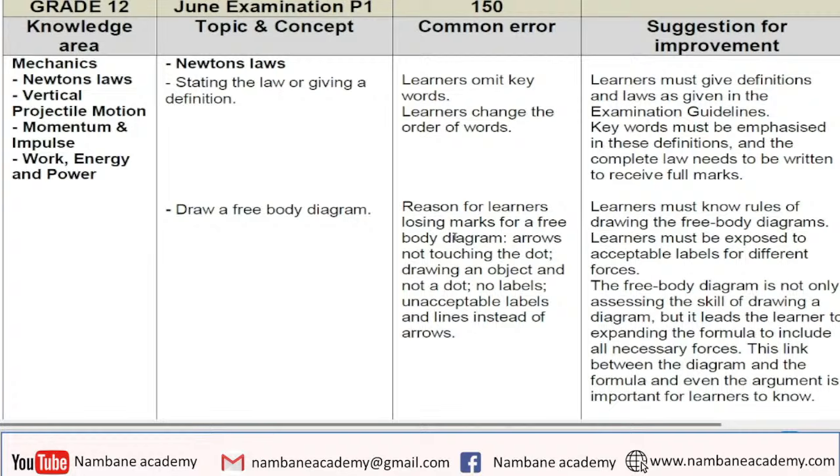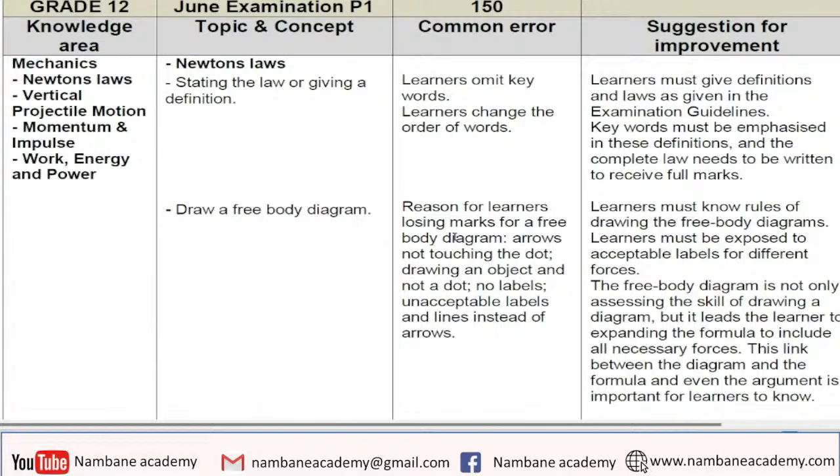Whenever we draw or represent the forces, they must touch the dot, pointing away from the dot in the direction of the force. If the force is going to the right, then the arrow must be pointing to the right, touching the dot. If it is not touching the dot, then we are going to subtract 1. So all the forces represented by arrows must touch the dot.